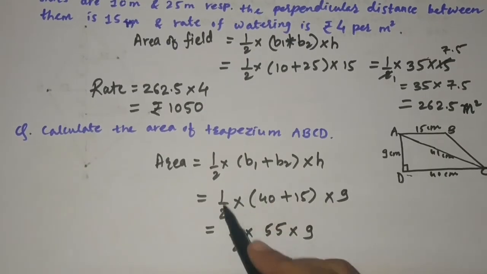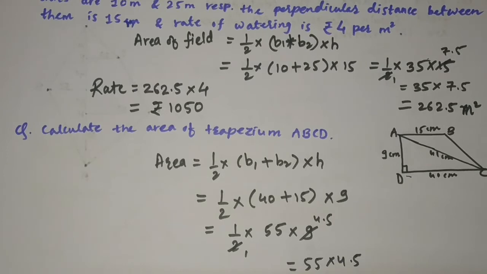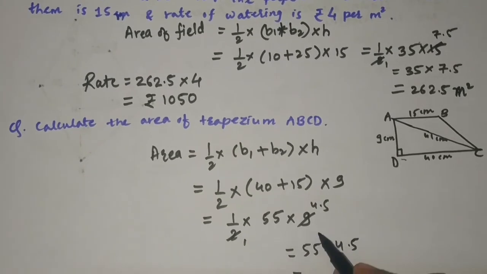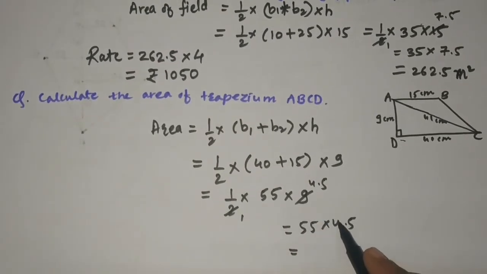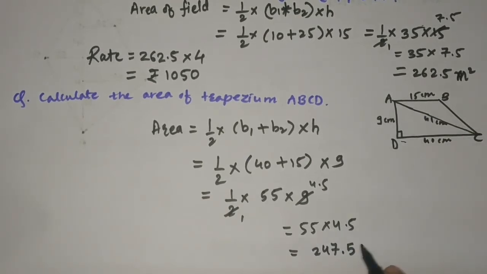So here we'll do 2 ones and here 4.5 we'll get here. So 55 multiplied by 4.5. So friends, what we'll get here? We have to do multiplication here. 55 multiplied by 4.5, we'll get 247.5. And all the dimensions are in centimeter. It is centimeter square. So this is the area.